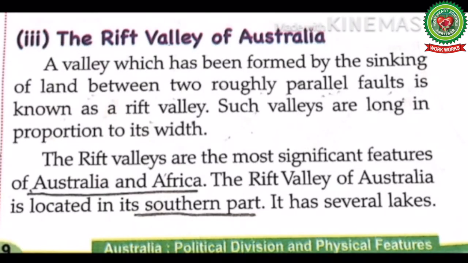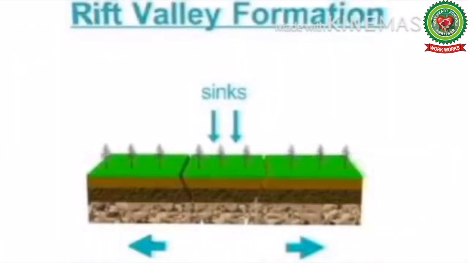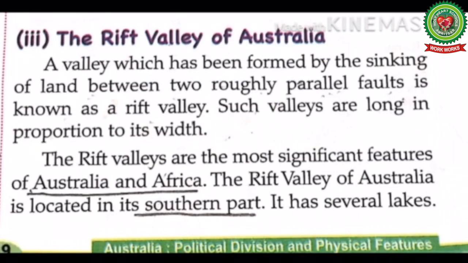A valley which has been formed by the sinking of land between two roughly parallel faults is known as a rift valley. Here the word faults means cracks. It means the valley formed by sinking of land between two cracks. Such valleys are long in proportion to their width. The rift valleys are the most significant feature of Australia and Africa.